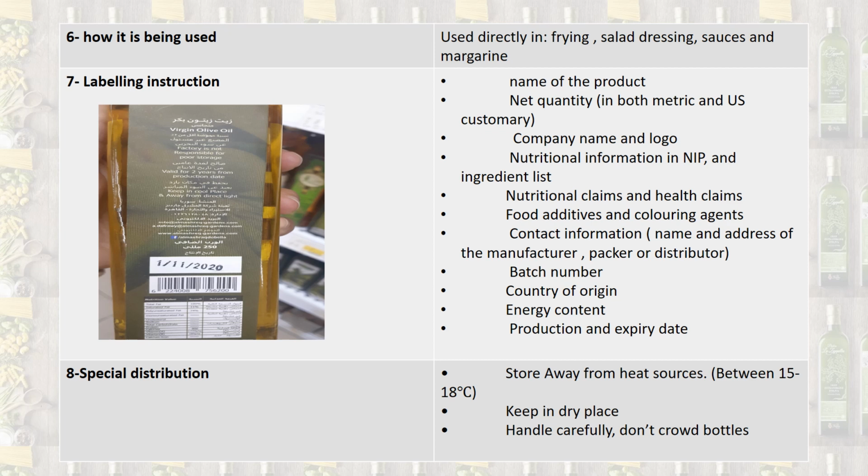8. Special distribution. It's stored away from heat sources and direct sunlight or any light, between 15 and 18 degrees Celsius, as we mentioned before. It is kept in a dry place and handled carefully. Don't crowd the bottles.